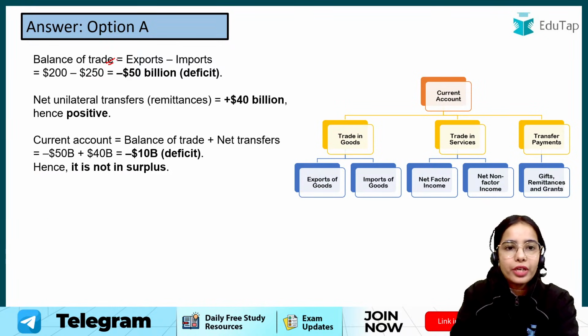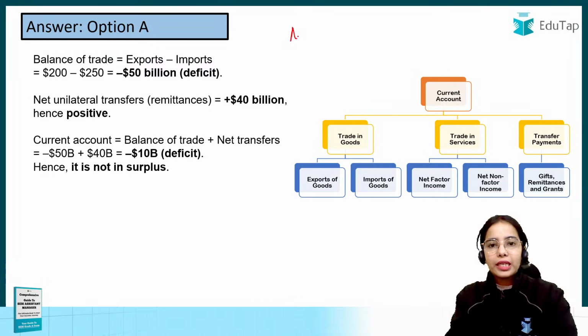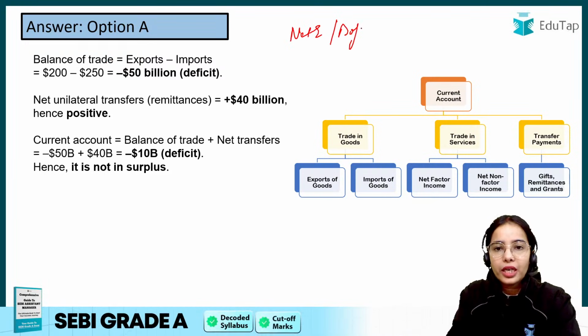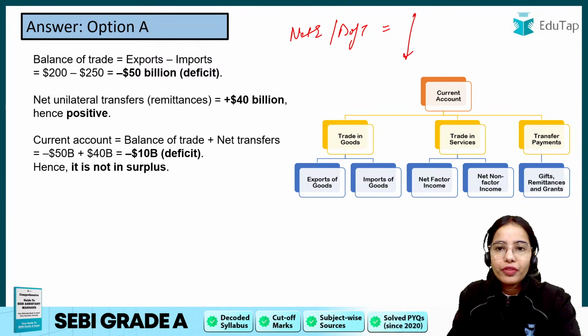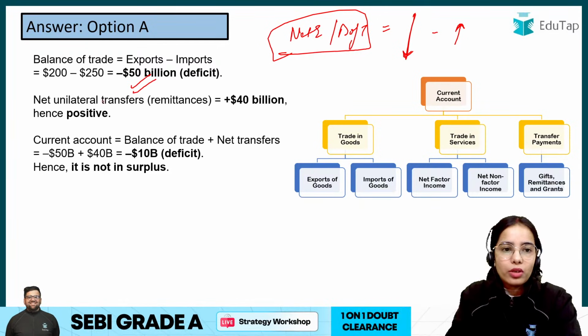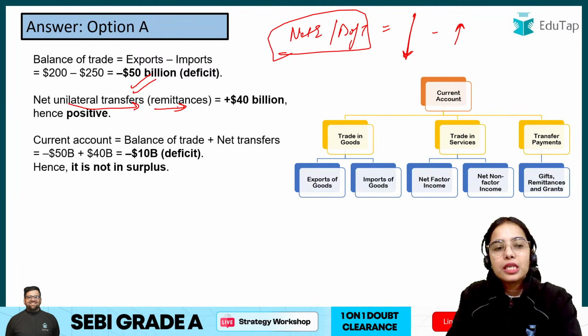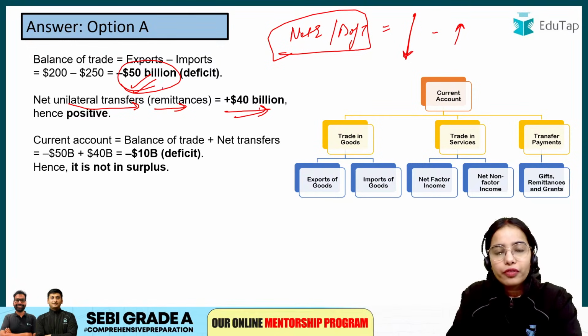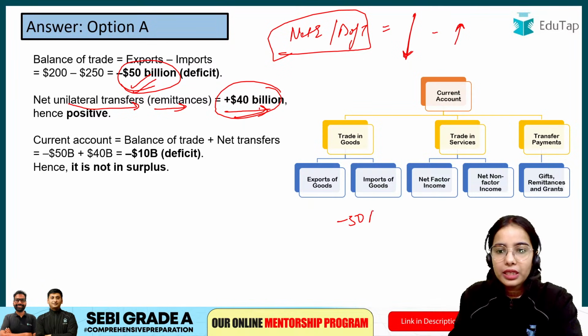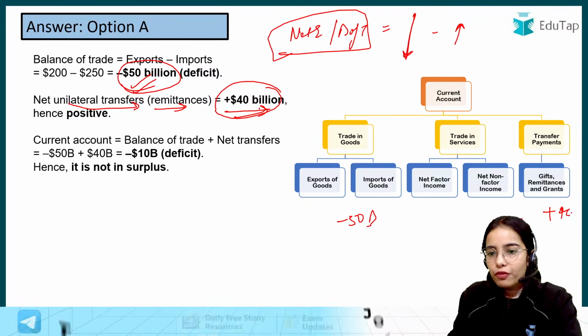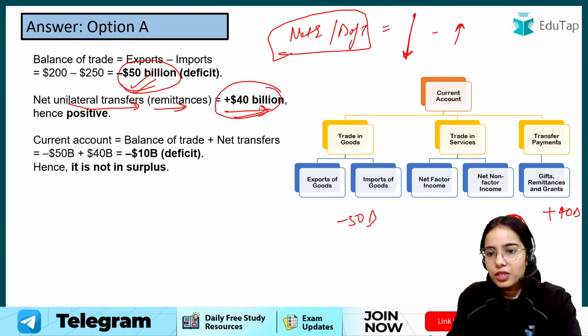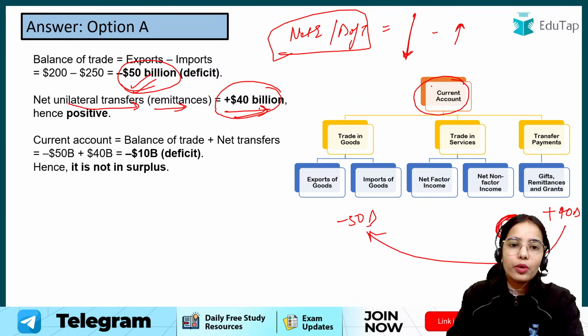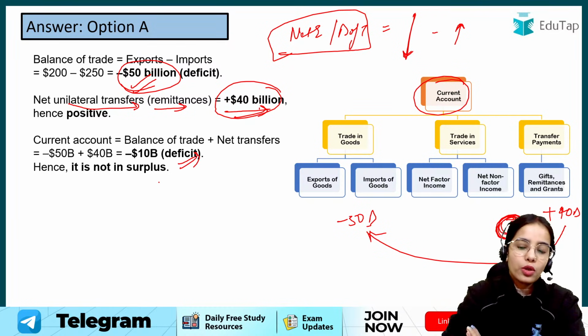So basically balance of trade is how much we are getting minus how much we are paying. So net exports or the balance of trade is exports, what we are getting, minus imports, what we are paying. So it was in deficit of $50 billion. Net unilateral transfers, remittances, transfer payments is basically positive $40 billion. So we have the deficit of $50 billion, and the surplus of $40 billion. Services data is not given. So basically the current account is in deficit of $10 billion. So it is not in surplus.